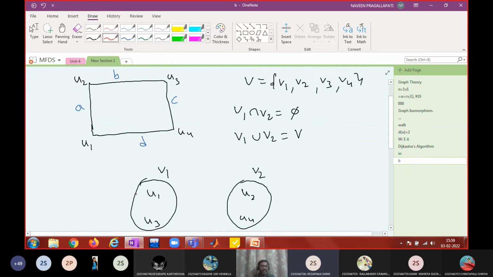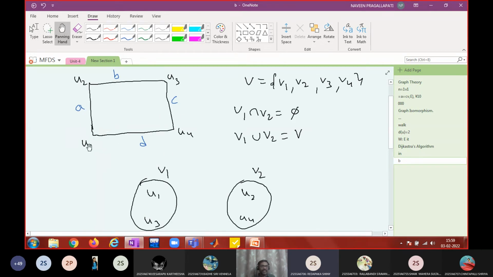Now, is there any edge between U1 and U3? No. Is there any edge between U2 and U4? Are these two adjacent? No. Now join the edges.